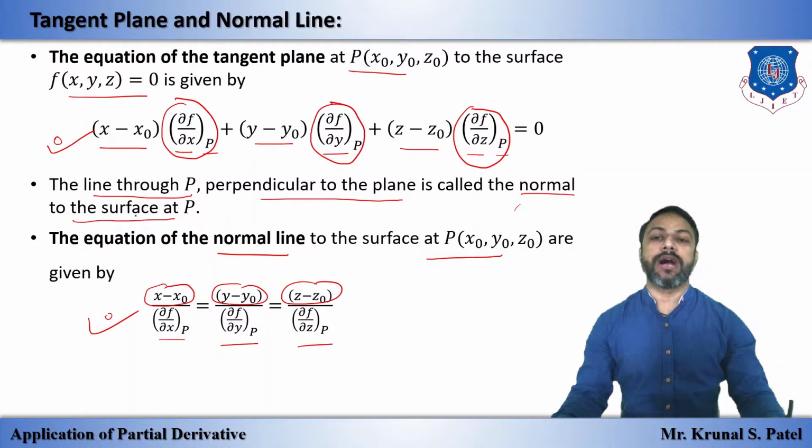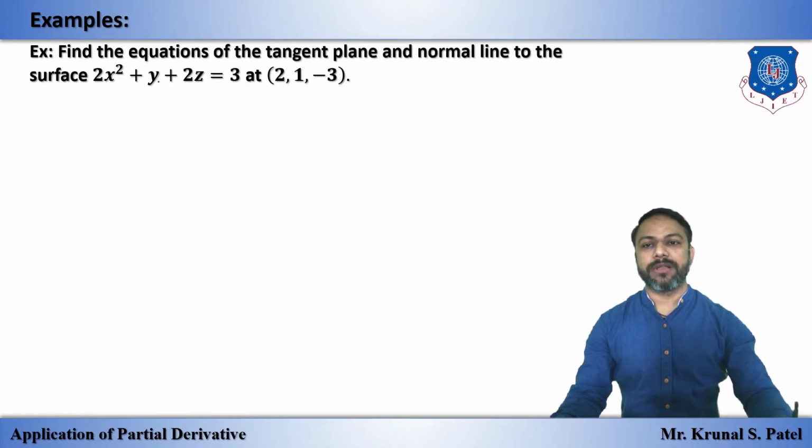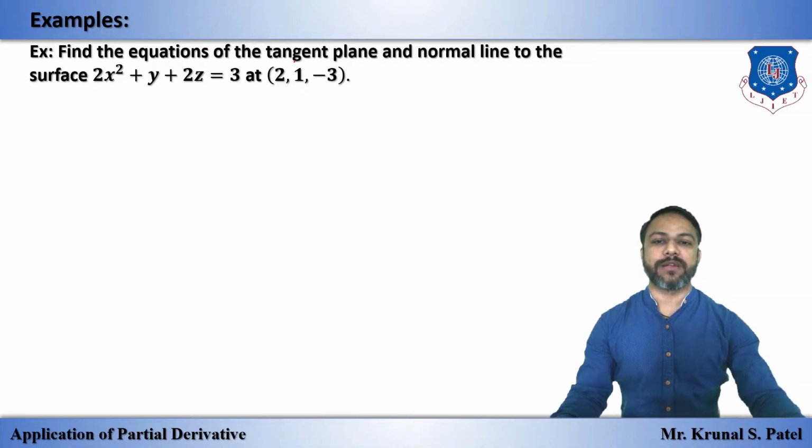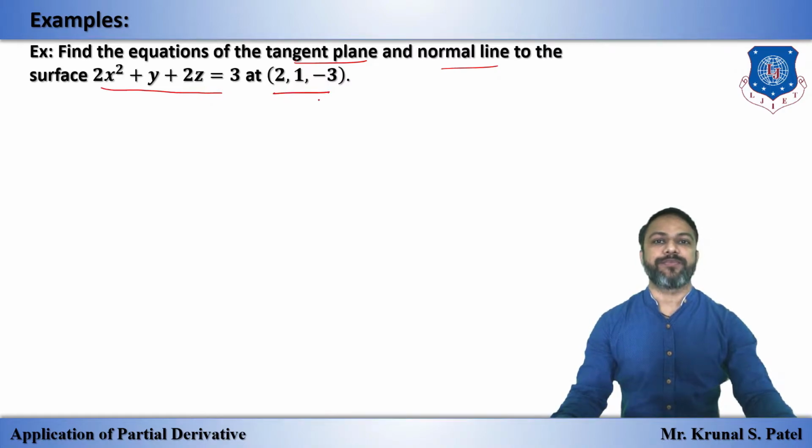So how will we apply these two equations and find the tangent plane and normal line? Let's have a look at an example so you can understand better. First example: find the equation of the tangent plane and normal line to this surface at this point. Let's start with the solution.